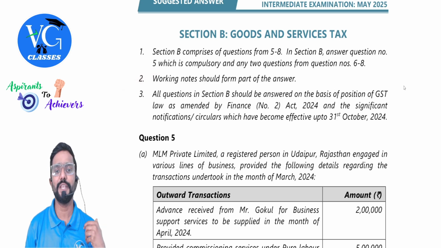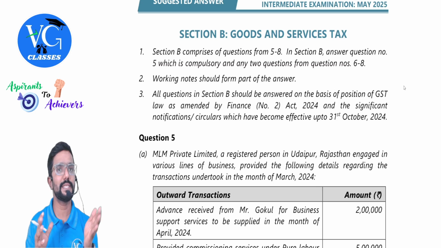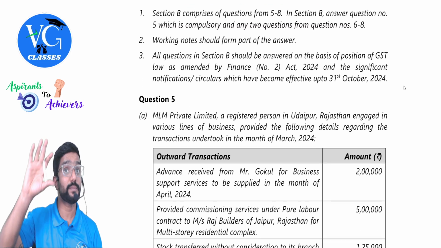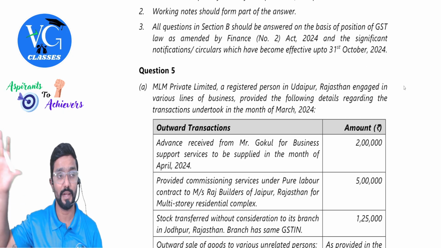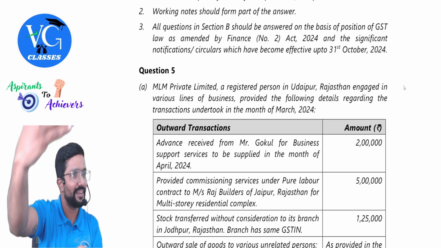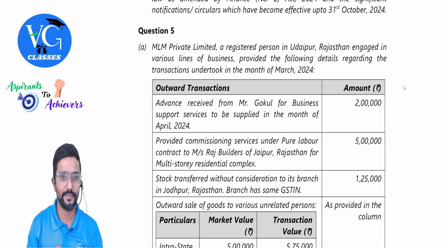All questions in Section B should be answered on the basis of the position of GST law as amended by the Finance (No. 2) Act 2024 and significant notifications or circulars which have become effective up to 31st October 2024. Clear, guys? Whatever changes have been made 6 months before the exams would be applicable for you. And this was the May 2025 question paper. Clear? Question number 5.